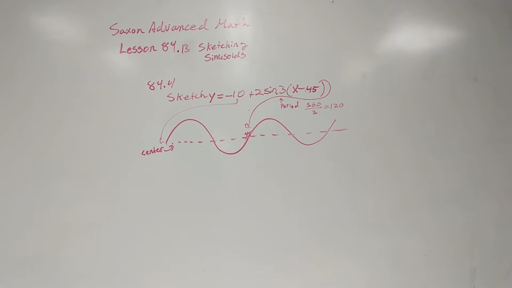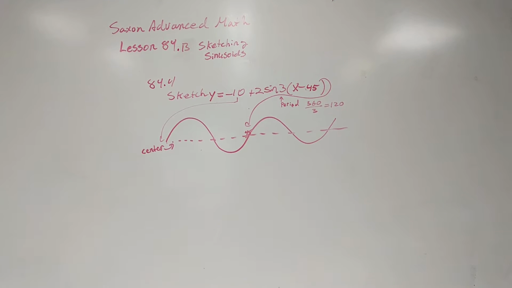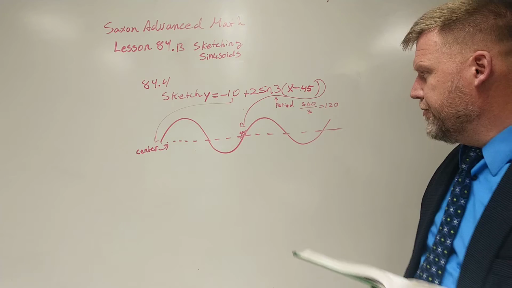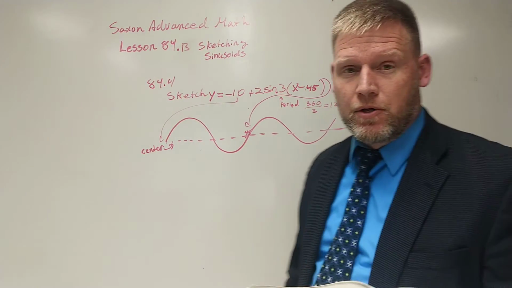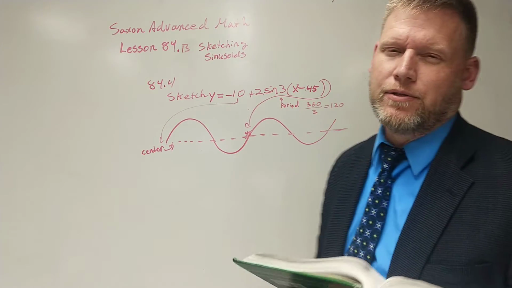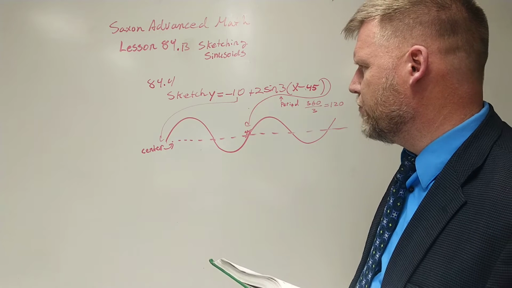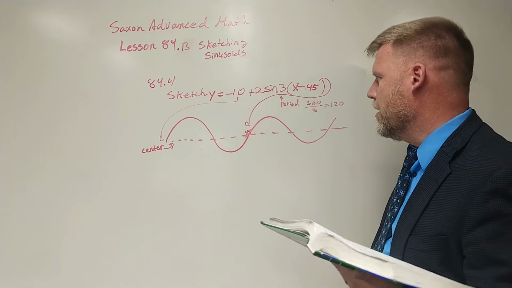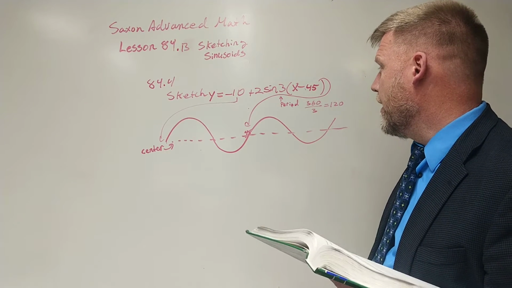This is Saxon Advanced Math, lesson 84.b. This is sketching sinusoids. I'm going to jump into this, and I started pre-writing this one, but I realized that you probably need to see me write it to be able to know how to write it, because that's what the lesson's about. So let's go through this step by step, and we'll start where I left off here. Sketch y equals -10 plus 2 sine (3x minus 45).